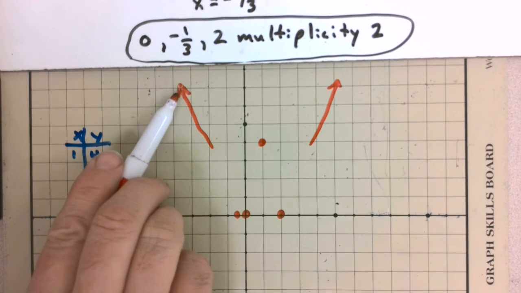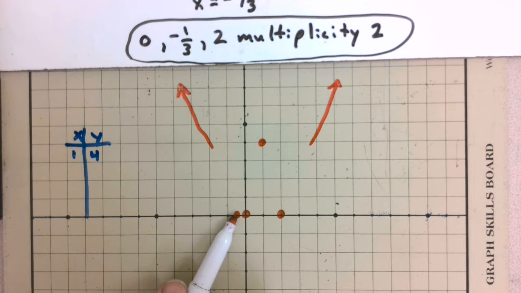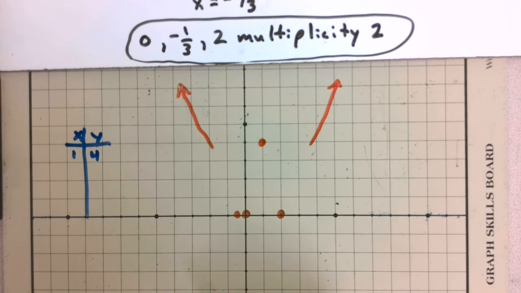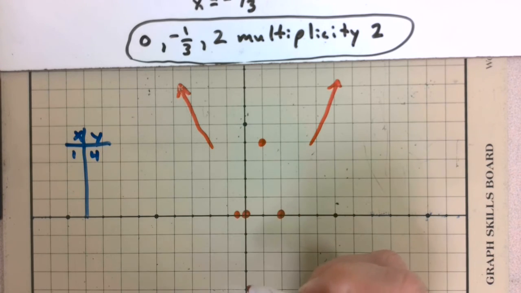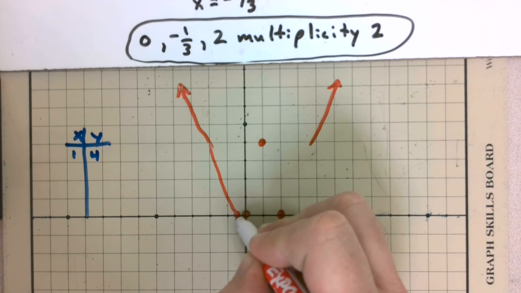So over on the left side, I know the graph is going up. And as it comes down, it's eventually going to have to go through -1/3. I look and I see that -1/3 is multiplicity 1. That's an odd number. That means it's going to have to go through -1/3 and go down below our line. So this is going to come down something like this, and it'll go through.